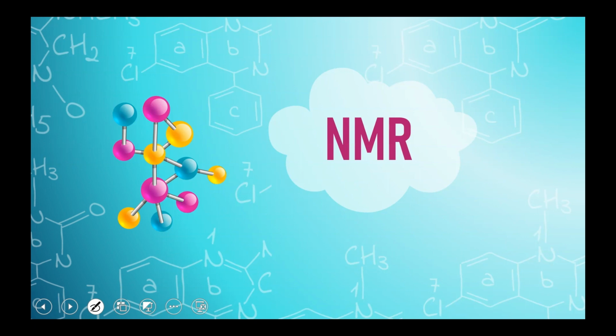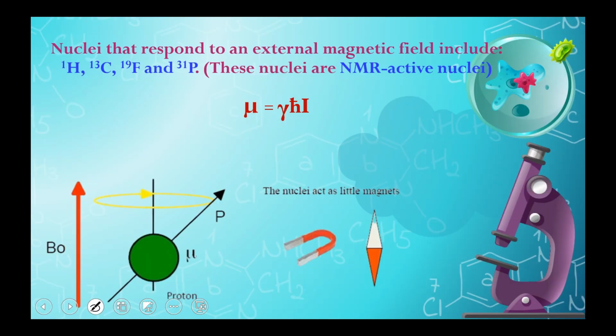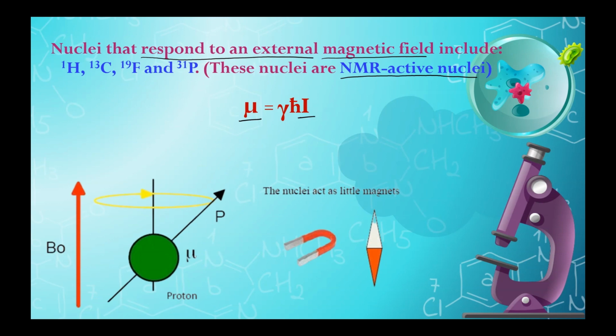Today we are going to see NMR spectroscopy, and I'm going to focus on two NMR active nuclei, proton and C13 carbon. As I have mentioned here, NMR active nuclei. For a nucleus to be NMR active, it should respond to an external magnetic field. That is very important. In order to respond to an external magnetic field, it should have a magnetic moment, and this magnetic moment depends upon the spin quantum number I.